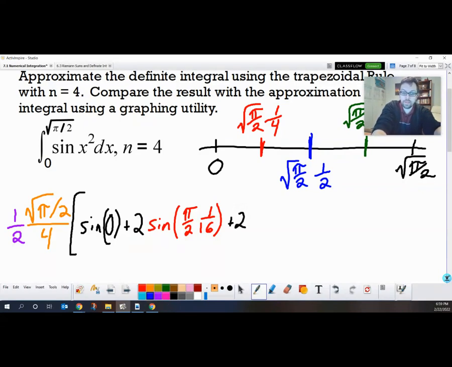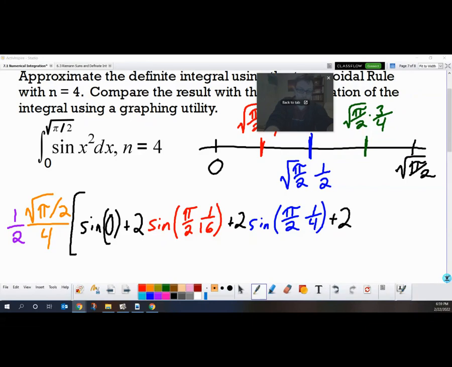And we want to evaluate the next one. So that'll be the sine of this piece right here. Well, that piece right there, we'll square it again. So we get pi over 2. And we square that 1/2, and that'll be a quarter. Plus 2, and we do the last one.